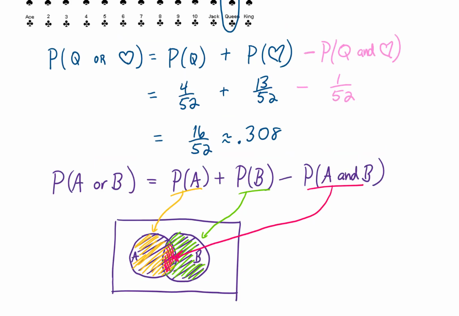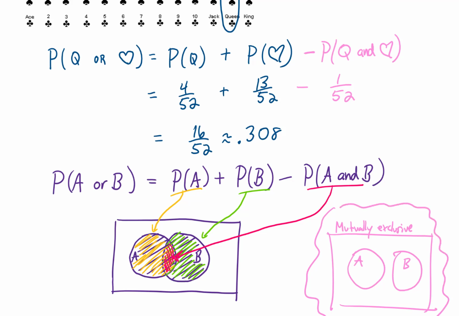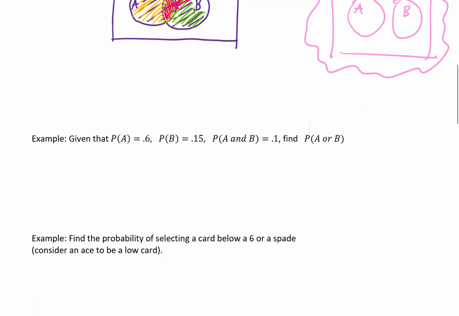Okay, one more really quick note before we move on and do some more examples. If we have a Venn diagram that looks like this, where A and B don't have any overlap at all, then A and B are called mutually exclusive events. That just means that A and B can't happen at the same time. An example would be if A represented drawing an 8 from the deck, and B represented drawing a 5 from the deck. You can't draw both an 8 and a 5 out of a deck of cards, so those two events are mutually exclusive. Okay, let's use this new formula to do a couple of examples.